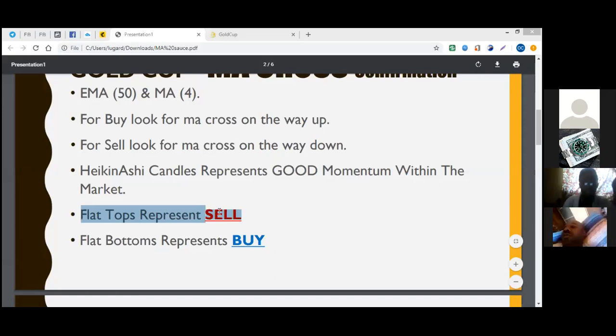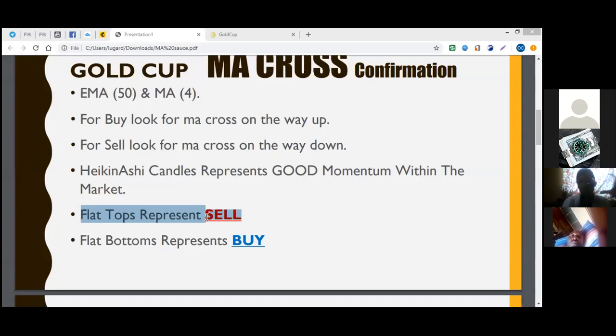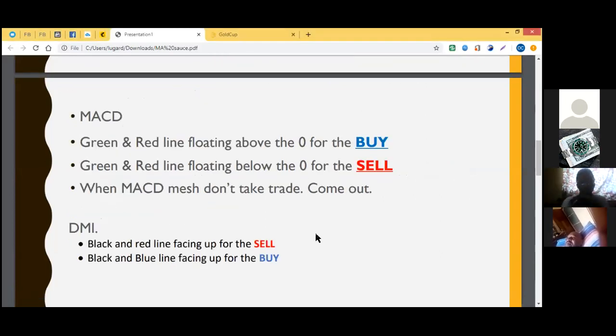All right. So for you to sell with this strategy, you need a flat top, just like you saw in the Ozier strategy when our leader was explaining it to you guys. For you to sell, you need a flat top. For you to buy, you need a flat bottom. And the next confirmation with this strategy is we make use of the MACD and a DMI. DMI is short form for directional movement.